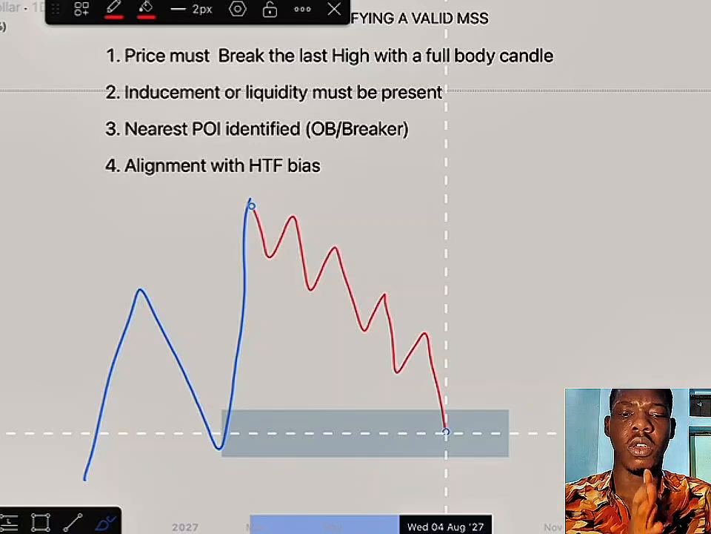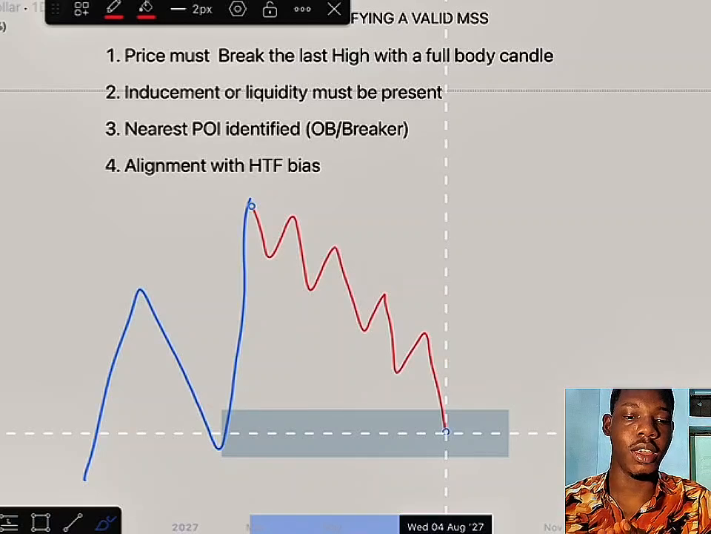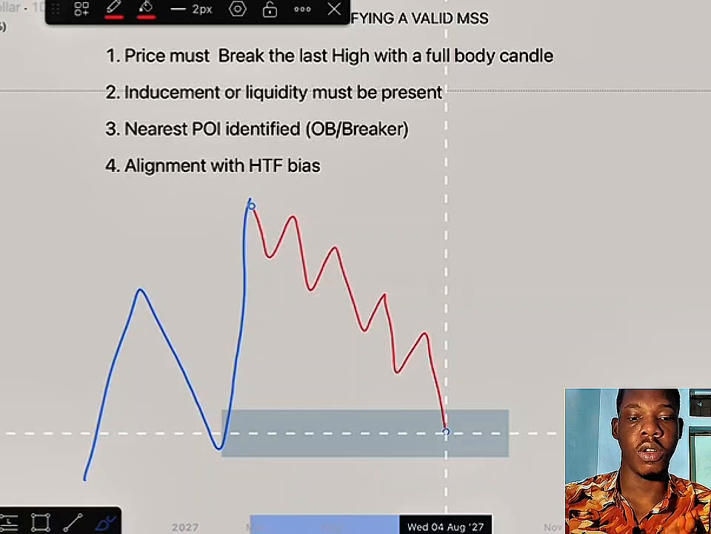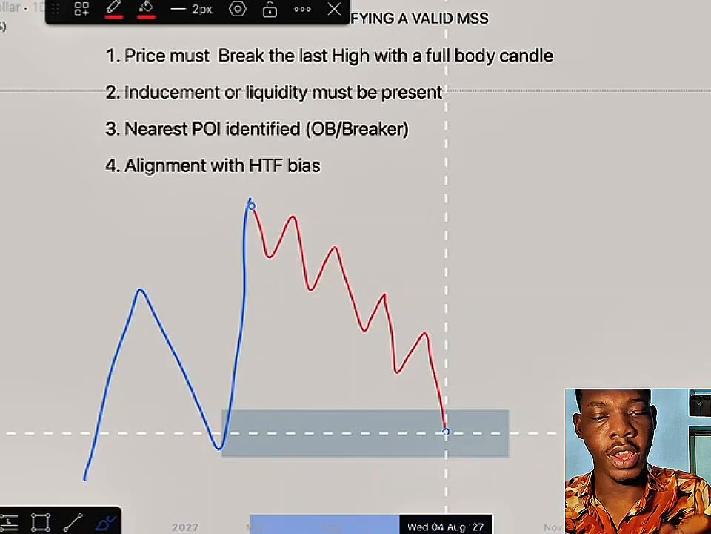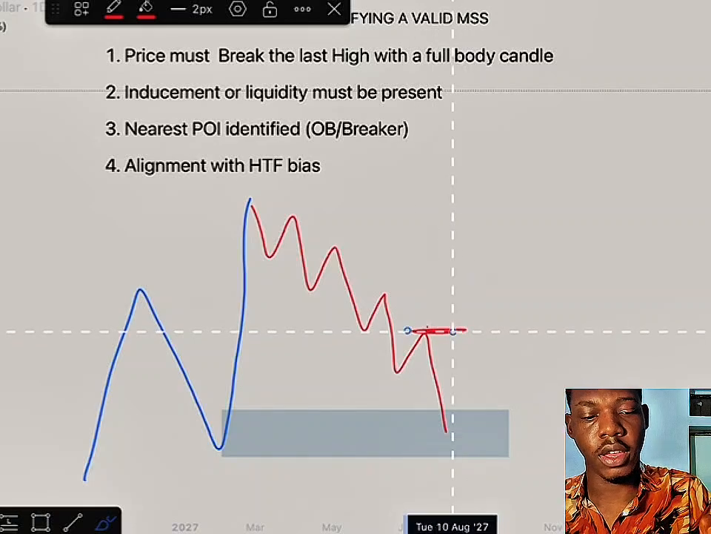Right? So now it said that price must break the last high with a full body candle. So where's the last high? This is the last high right here.